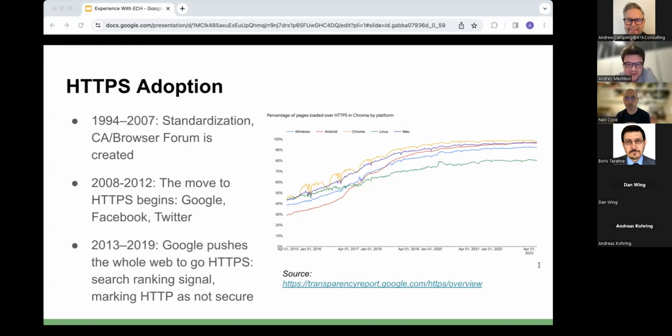As you can see on the slide, from 2019 onwards, the share of pages loaded over HTTPS stabilizes at about 90 to 95%. Now most of the internet traffic is encrypted, but there's a lot of metadata that is still unencrypted, and your ISP or any other third party can observe and use it.